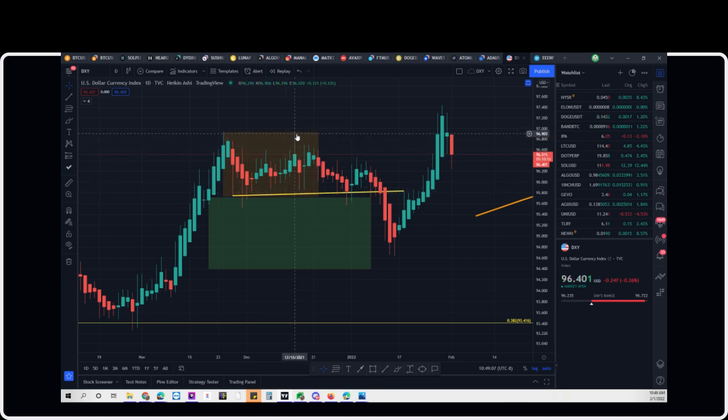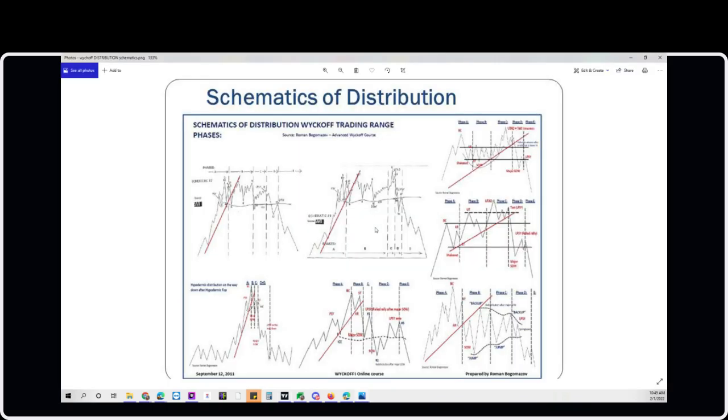This is a supply test at the top. We end up dropping down here for another sign of weakness, and we got pretty much a lower high on this before we got this major sign of weakness. Now let's take a quick look at which schematic it's following. Distribution schematic.